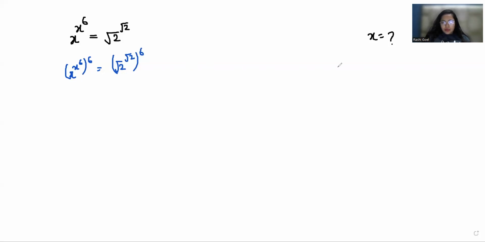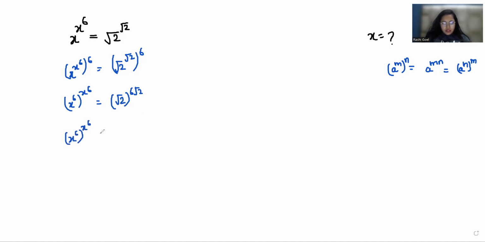Now according to the exponent rule, (a^m)^n is equal to a^(mn), or (a^n)^m. So we can write this as (x^6)^(x^6) is equal to (root 2)^(6 root 2). Now (x^6)^(x^6) is equal to 6 root 2.